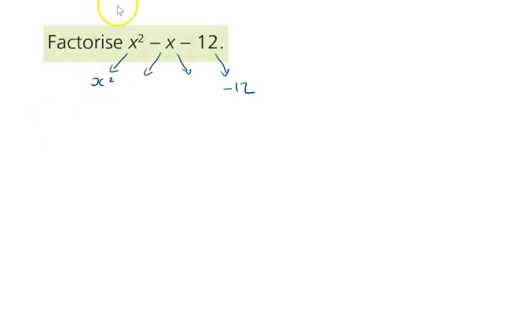So we bring down the x squared and the minus 12. And the minus x is going to break down into 2 parts. I'm going to stick in an invisible 1. Minus x is really minus 1x. This minus here tells me that these signs will be different. So one will be a plus and one will be a minus. So I'm going to have plus something x minus something x.